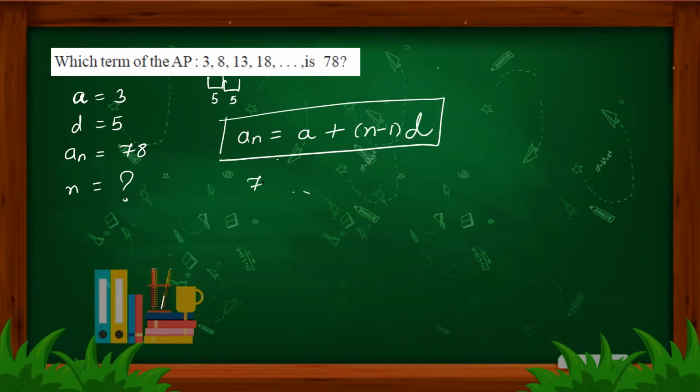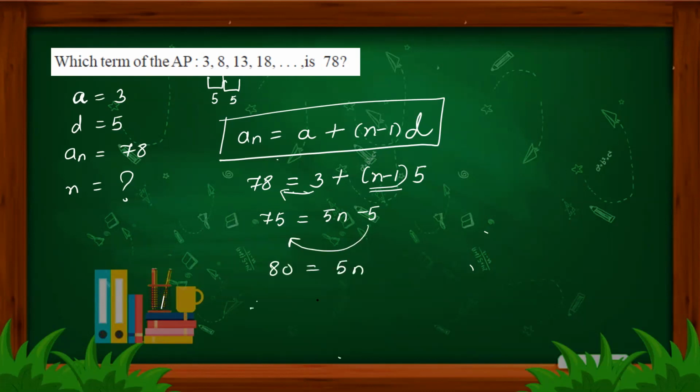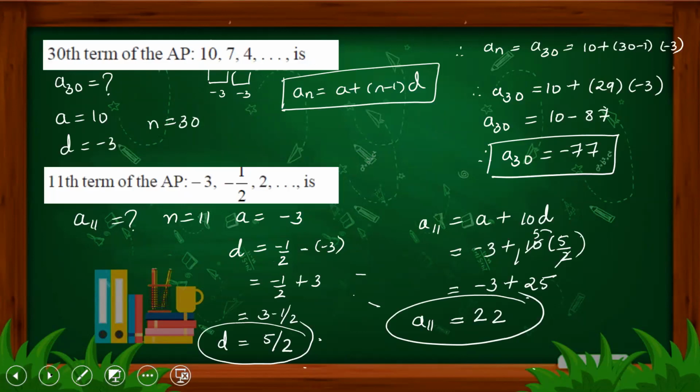And we have 78 equals 3 plus N minus 1 into 5, right? So I'll take this 3 over here. So 78 minus 3 is going to be 75. I'll multiply the bracket with 5. So that is going to be 5N minus 5. Again, minus 5, I'll bring it over here. So 75 plus 5, that's going to be 80 equal to 5N. So N is equal to 80 divided by 5. So therefore, N is equal to, how much will it be? It's equal to 16, right?